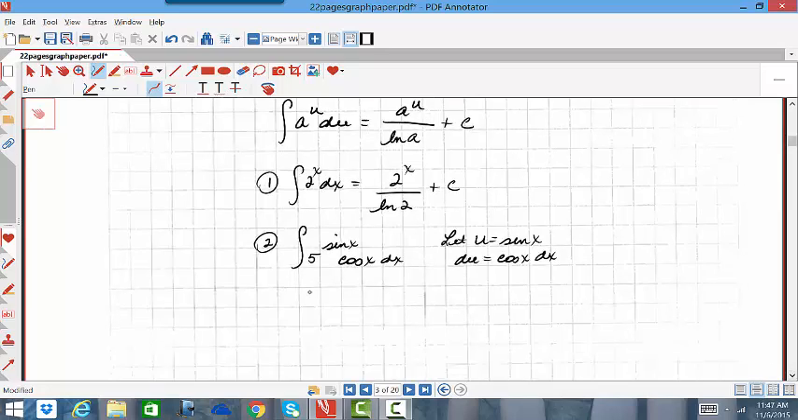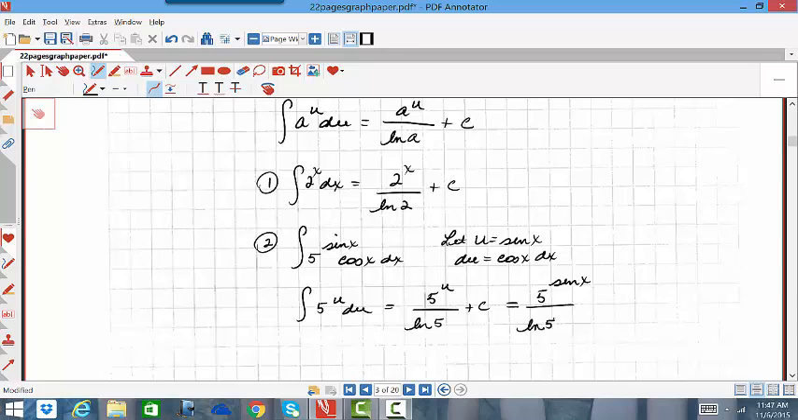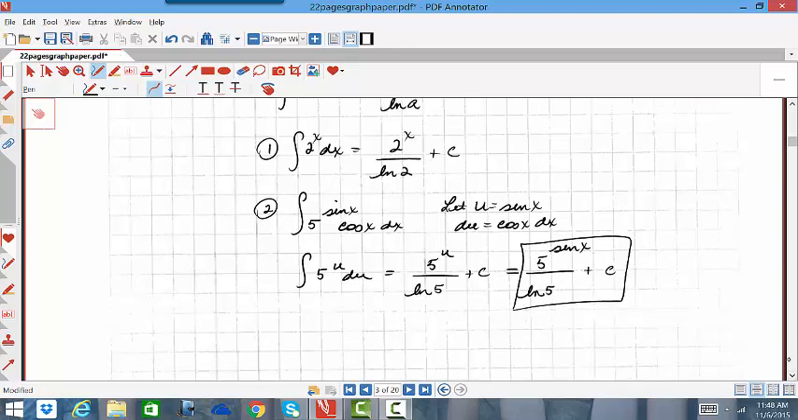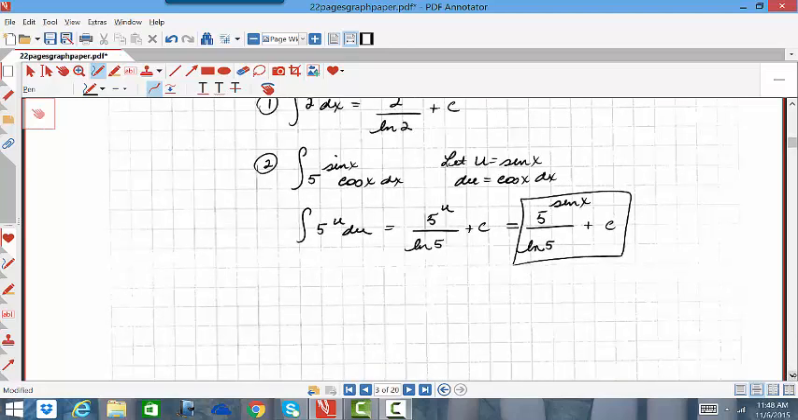So this would now be written as the integral of 5 to the power of u du, which is more of the a to the x. So according to our formula above, which we can still see, this would be 5 to the u over the natural log of 5 plus c. But I need to go back into my x variable, so this would be 5 to the power of sine x over the natural log of 5 plus c. That would be your answer. So again, these are really not difficult to apply. There's just a bunch of them. Alright, so these are your exponential functions.